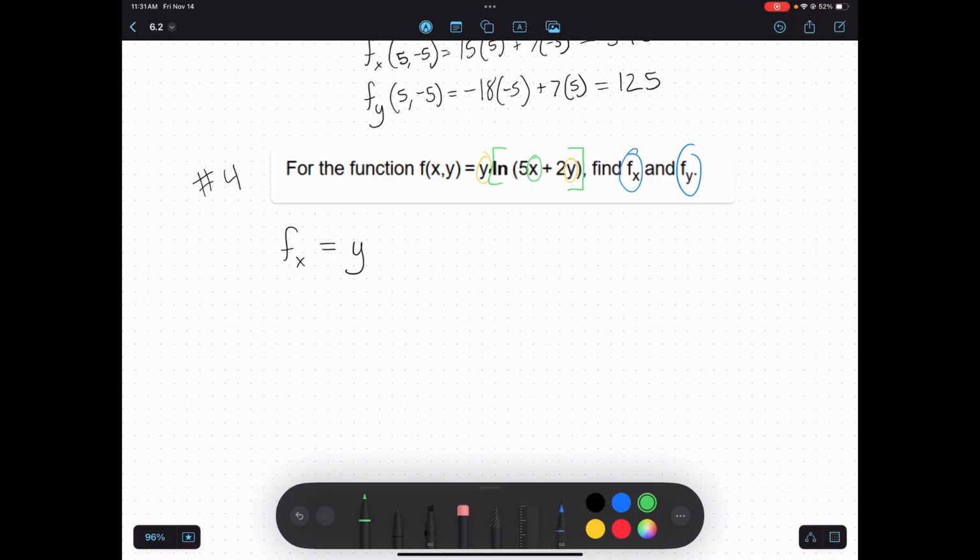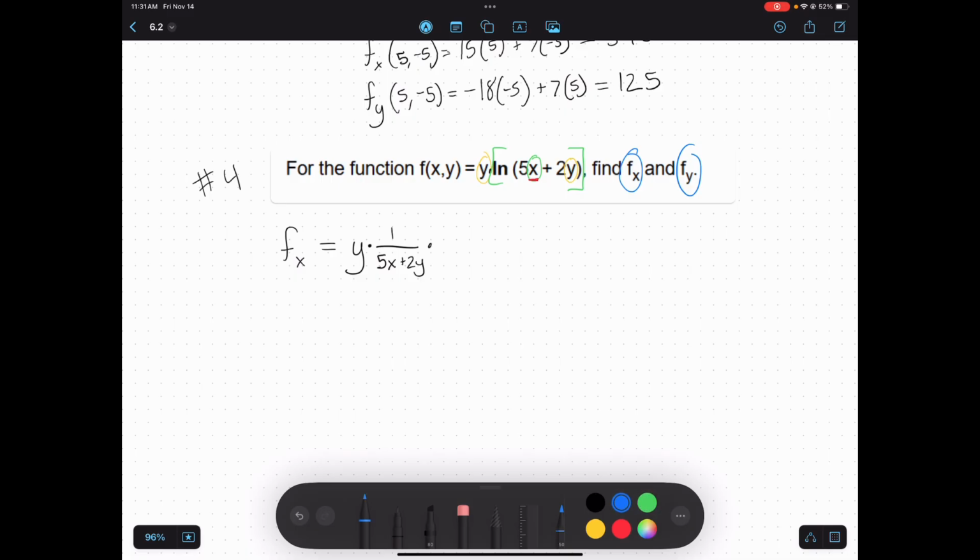Well, what's that derivative going to require? I have a function that's in terms of my variable, right? I do have a variable inside here. I have a function inside of a natural log function. So this is going to require chain rule. So I'm going to take the derivative of natural log, which is just 1 over my variable, but I'm going to keep the inside function the same. So 5x plus 2y. And then I'm going to multiply by the derivative of the inside function.